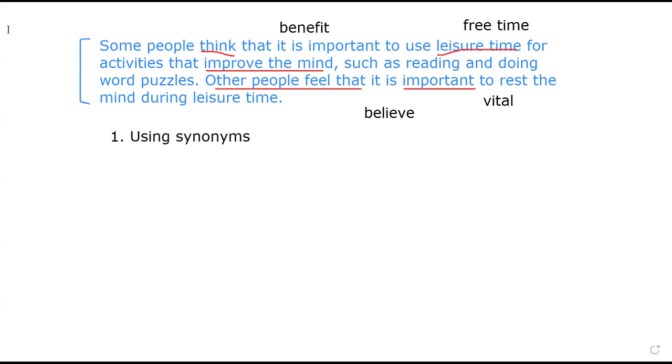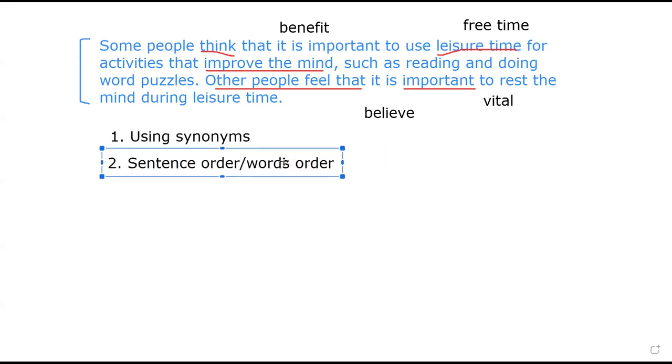Another option is to change sentence order, like word order. For example, instead of saying some people think that it's important to use leisure time, we can just swap them. So leisure time is important to use, like it's important to use leisure time for activities that improve the mind, which is believed by some people. Or we can say that one opinion that is held among some people is that leisure time is important. The same goes here. So you basically switch the sentences, switch the words.